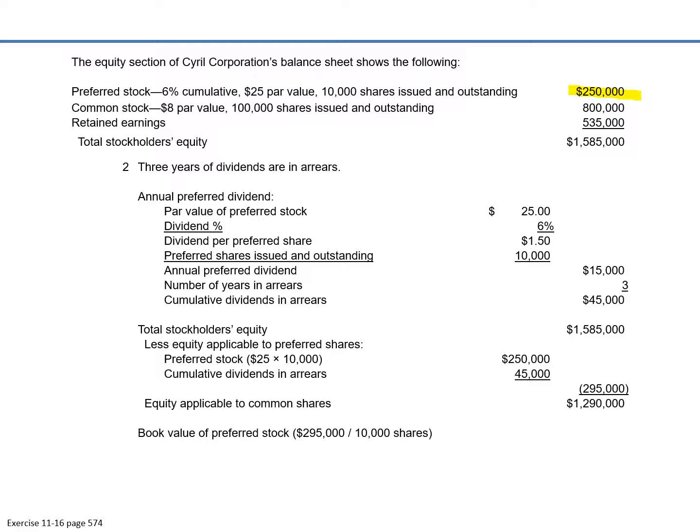So if we back up and compute the book value for preferred stock first, we have $295,000 divided by 10,000 shares. So that's our 250 plus our 45,000 that's in arrears, divided by the number of shares. So our book value of preferred stock is $29.50. Our book value of common stock is then what we computed just a minute ago. Our equity applicable to common shares divided by the 100,000 shares, or $12.90.